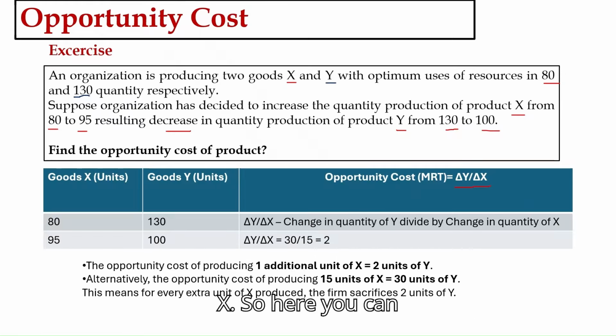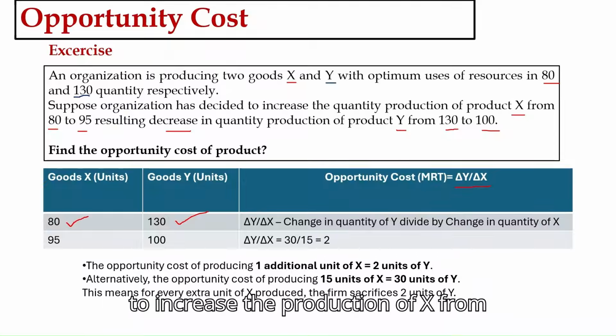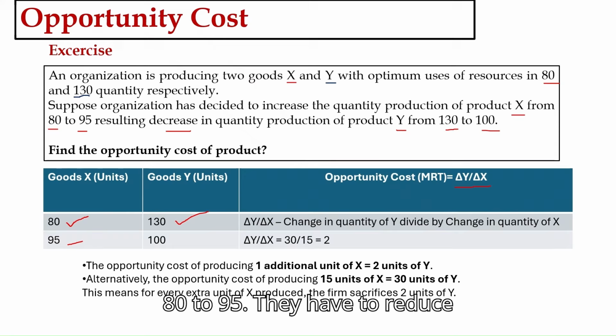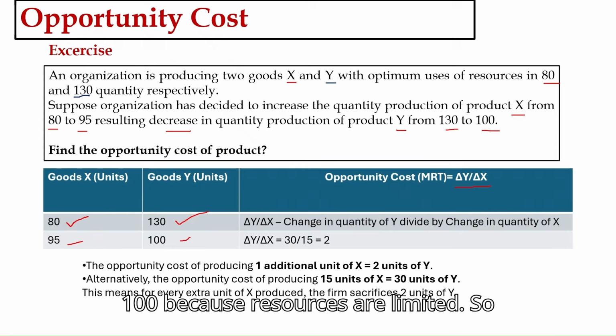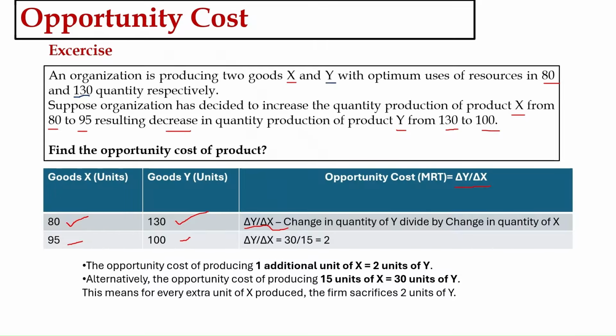So here you can see before commodity X was produced 80, commodity Y was 130. Now if the economy or the organization decides to increase the production of X from 80 to 95, they have to reduce the production of Y from 130 to 100 because resources are limited. So when we put this in the formula, you can see change in Y by change in X.